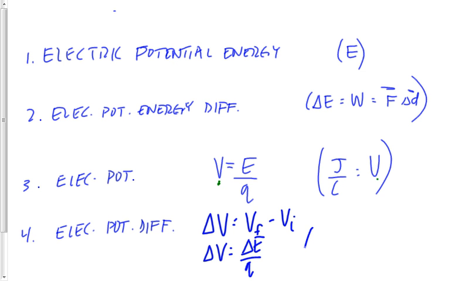The units would be what? Stephanie, what are the units for potential difference there? Good. Joules per coulomb or volts. It's just like work is in joules because change in energy is in joules. Delta V is in volts because V is in volts. That make sense?